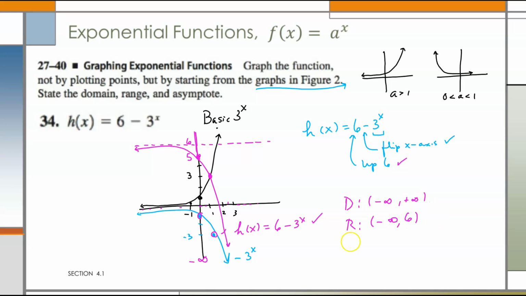Okay, asymptote. This was y = 0 originally. Our new asymptote is now at y = 6. And there we go. We have the graph of the function, and we have the domain, range, and asymptote.